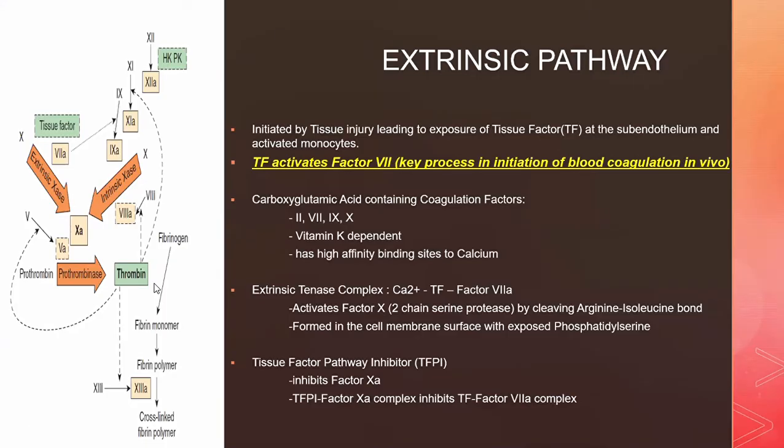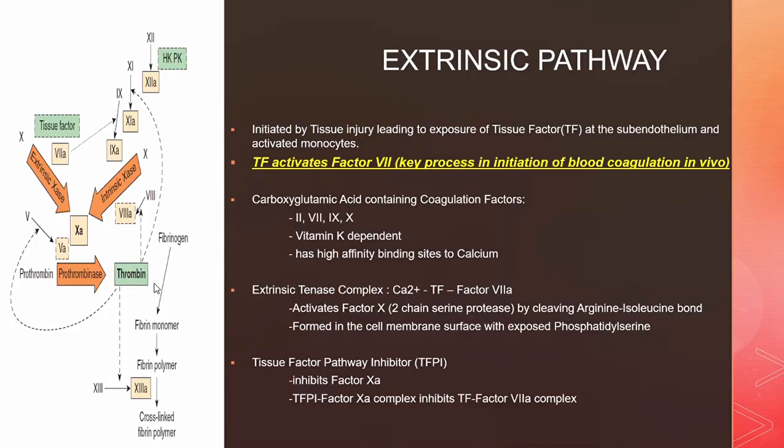Your factor 7 is a carboxyglutamic acid containing coagulation factor, as well as your factor 2, factor 9, and factor 10. Generally speaking, they are vitamin K dependent. So if you are vitamin K deficient, you have problems in your coagulation. And generally speaking, they have a high affinity binding site for calcium.